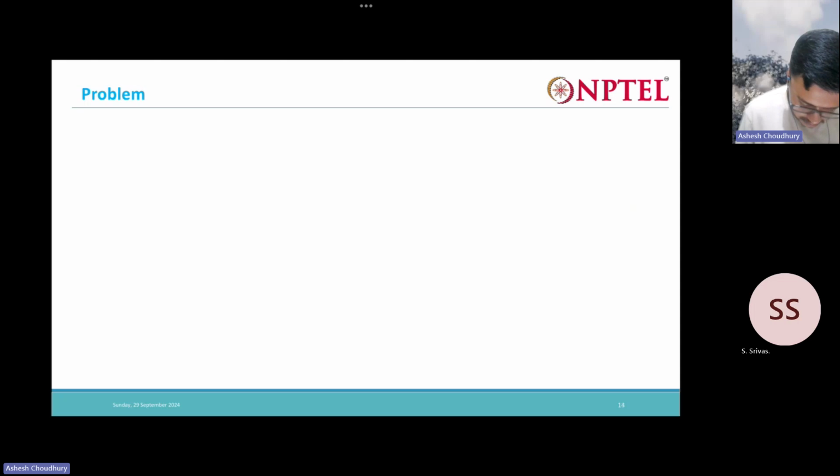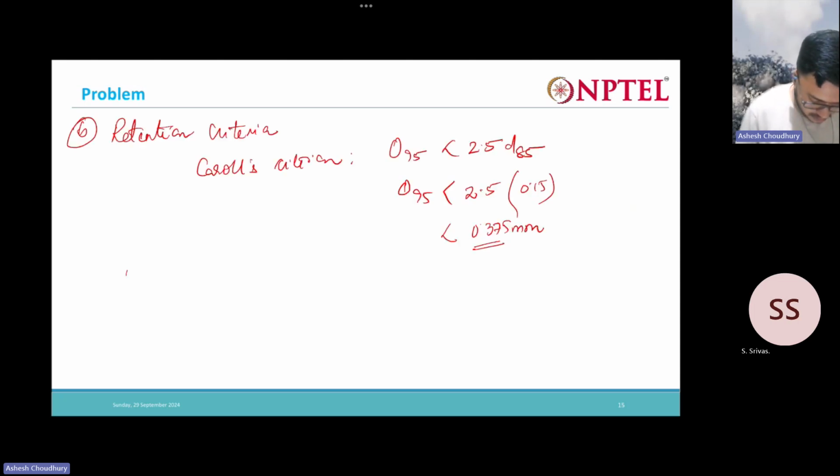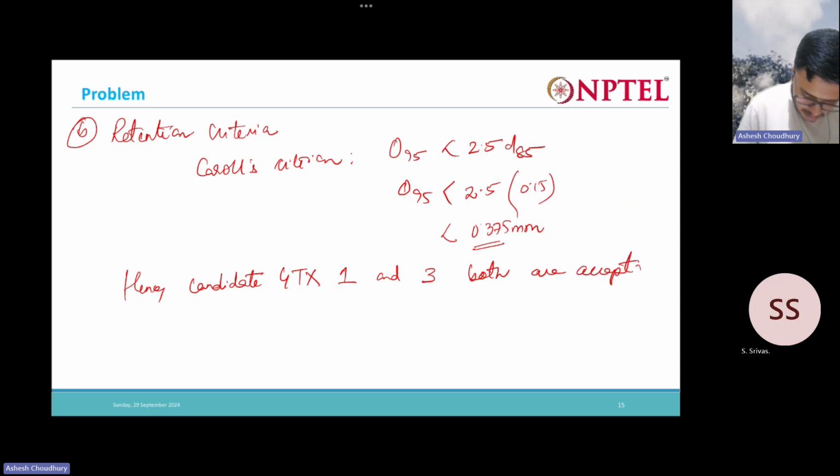So candidate geotextile 1 and 3 both are acceptable. Okay, both are acceptable.